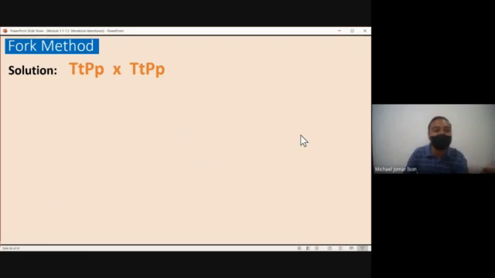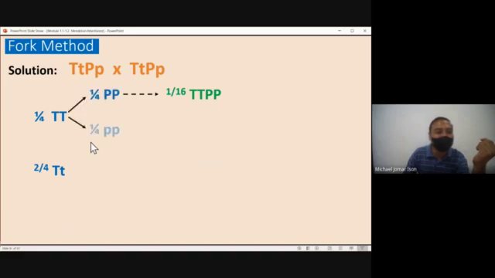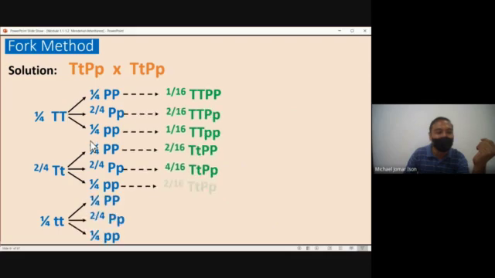So how do you do that? First of all, write down the first gene pair. I'm going to put it here. Okay, it's a little bit complicated. Okay, let me just finish this up. So that's how you're going to do that.